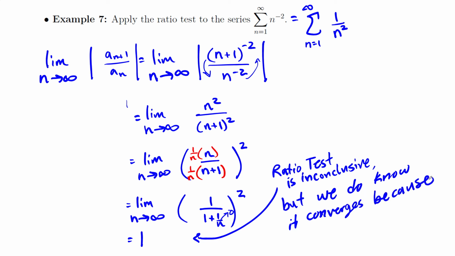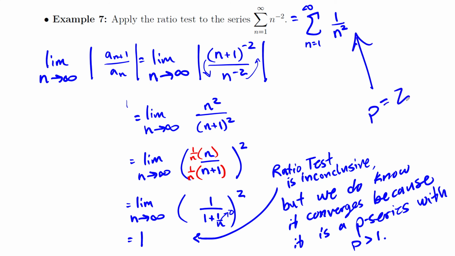because it is a p-series with p greater than 1, right? P equals 2 in this case. So by a different test, one we already learned, we know that it converges, but just note that, hey, the ratio test was inconclusive. So if that ever happens to you, just shrug your shoulders and say, well, the ratio test didn't help there. Let's look for another way to determine whether it's convergent or divergent.